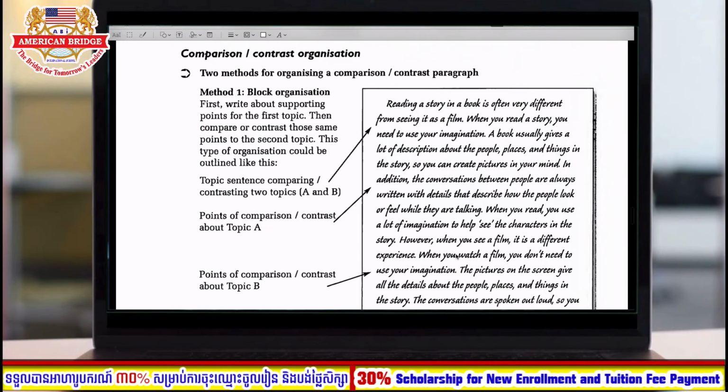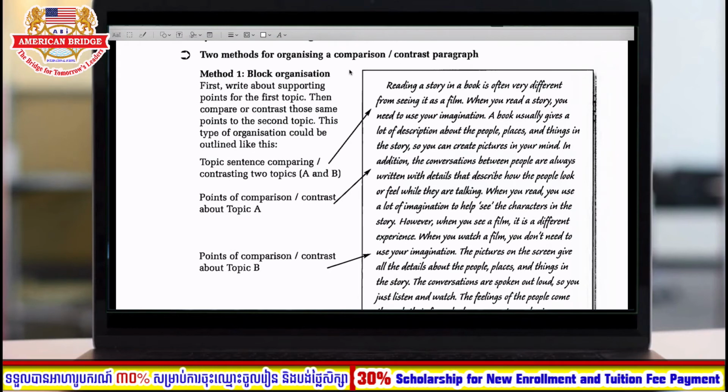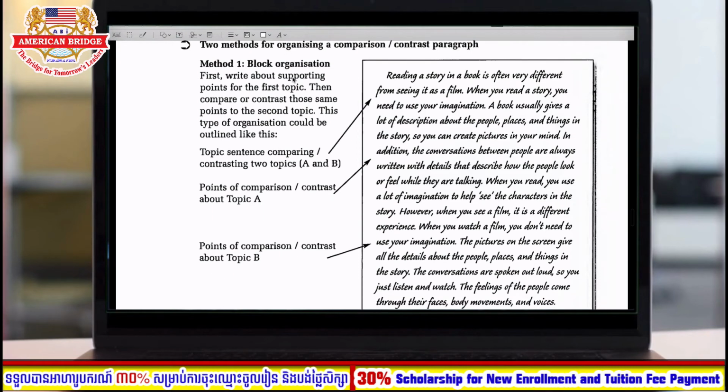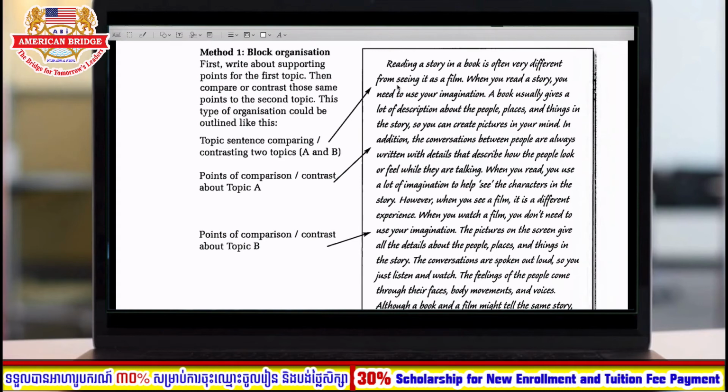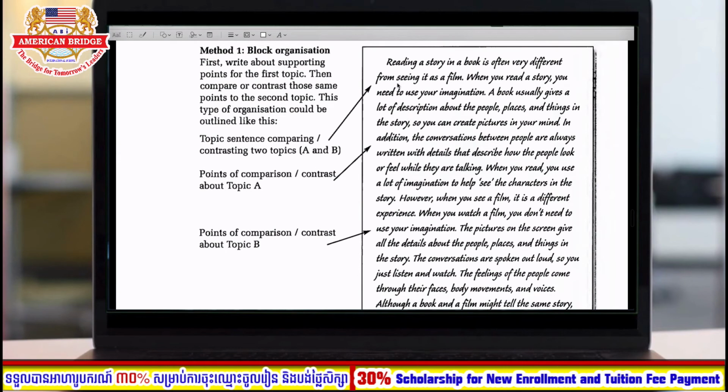Sure, look at this. There are two methods, or two ways, for organizing a comparison or contrast paragraph. Method number 1 is the block organization. Why do we call it the block organization? If you look at this one, they compare reading a storybook to seeing a film or watching movies. If you spend some time to read this paragraph, you can see that the writer just picks up one specific thing and then tries to compare both of the topics here.